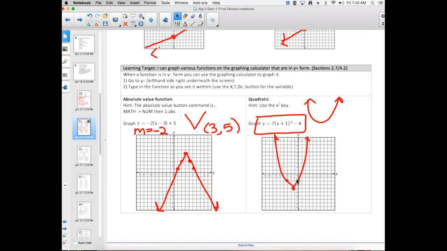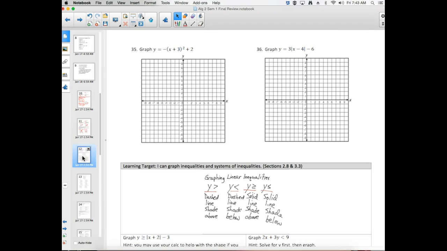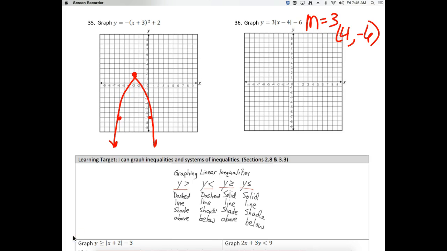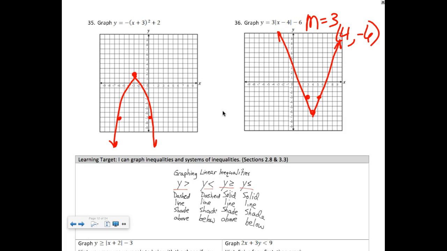Can you guys do number 36 real quick by hand? Number 36. All right, so we should have a slope of 3. Our vertex should be 4, -6. So we should all have a dot down here at 4, -6. And you should all go up 3, right 1, up 3, right 1, and then up 3, left 1. And you should have a V down over here. Okay, so can we handle plugging it into our calculator and graphing absolute value by hand?